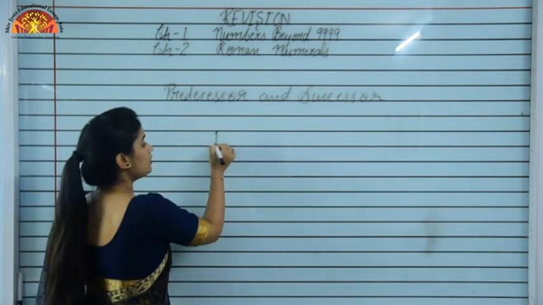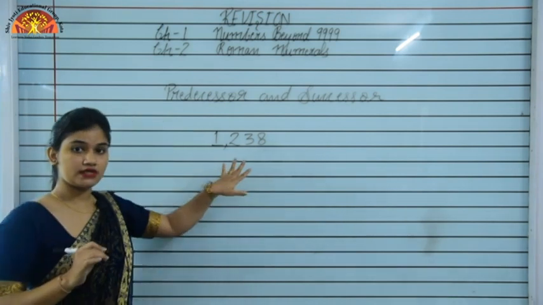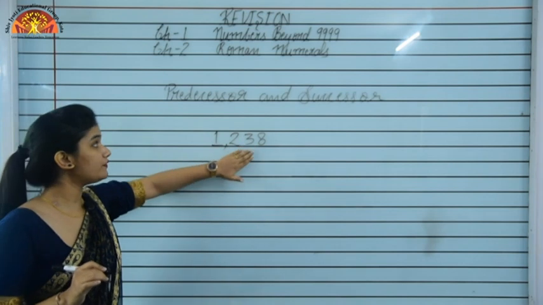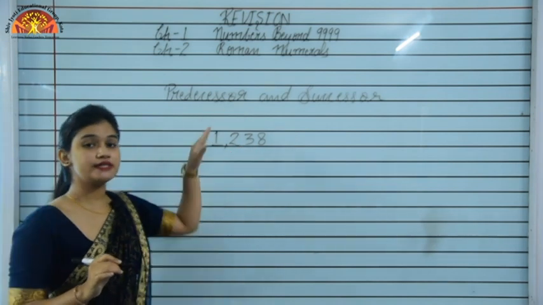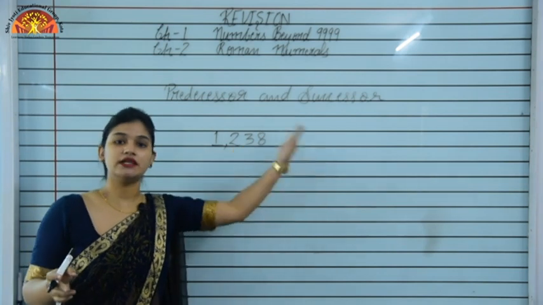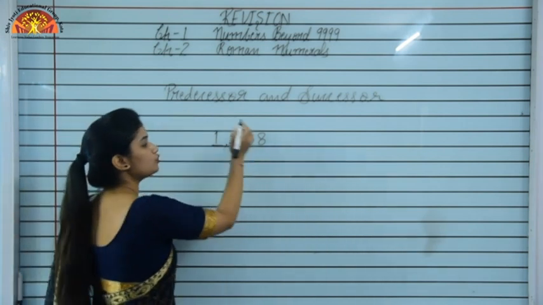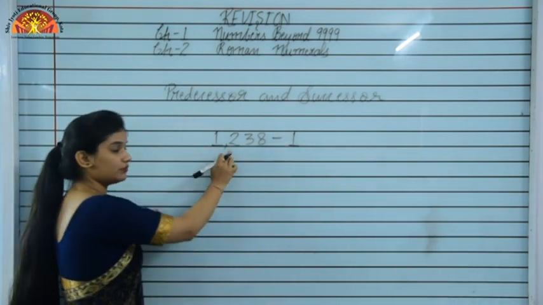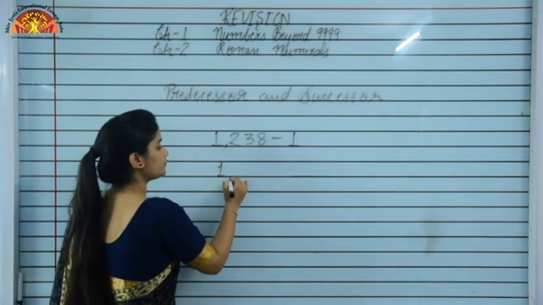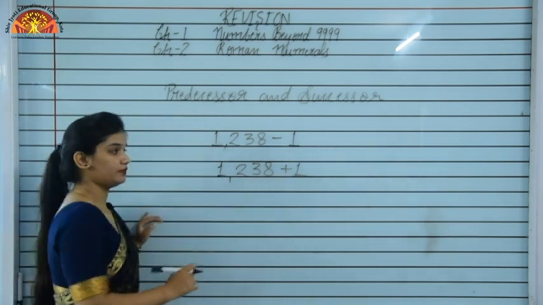We take a number, 1238. This is the given number and we have to find the predecessor. So students, predecessor means pehle wala number and successor means baad wala number. To find the predecessor of any number we have to do -1 from the given number, and to find the successor of any number we will do +1 to the given number.